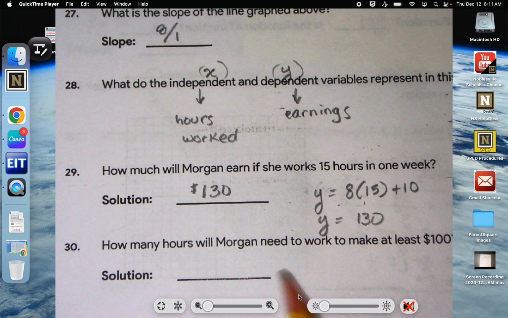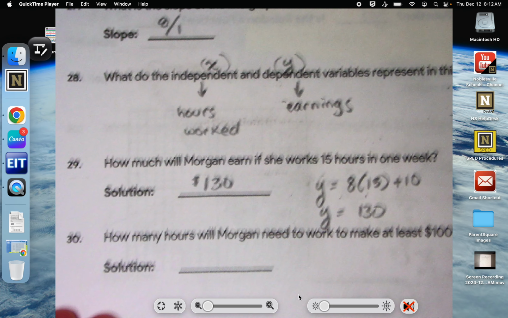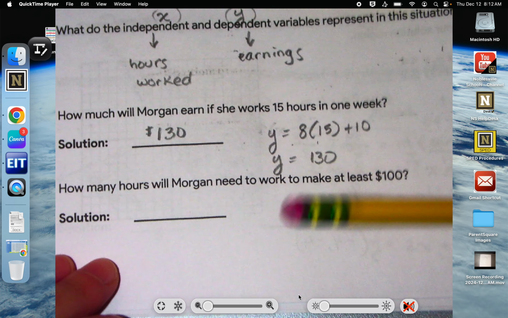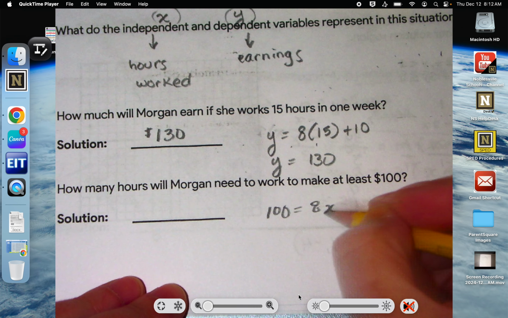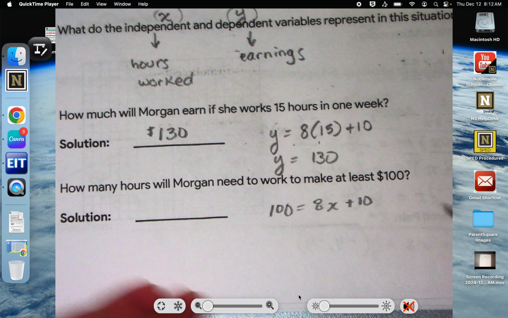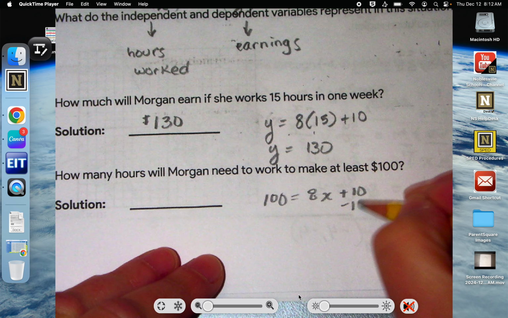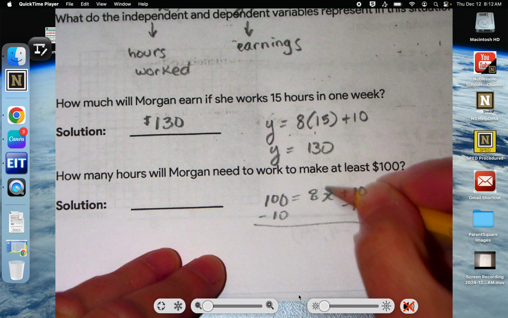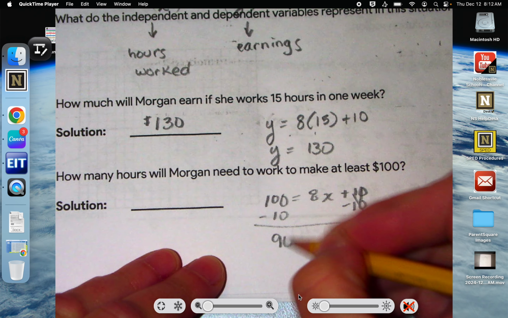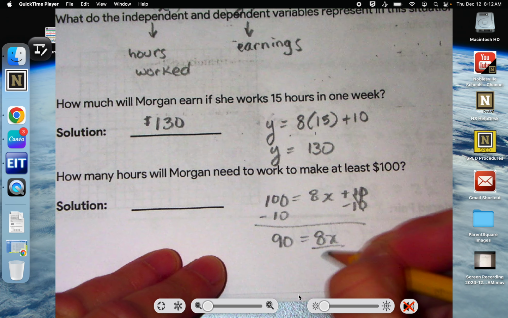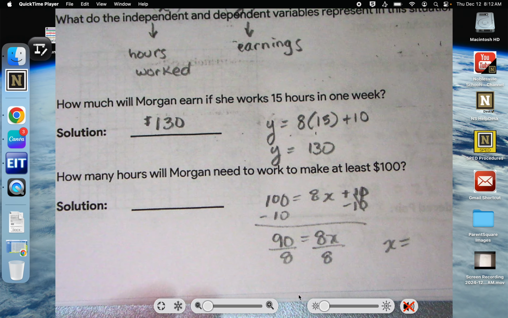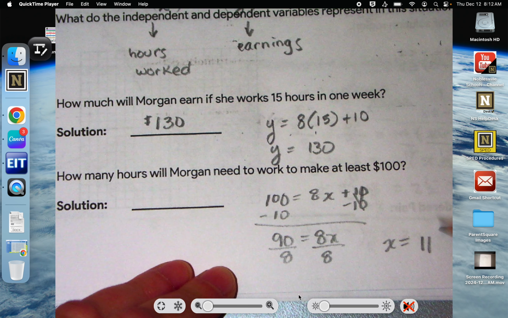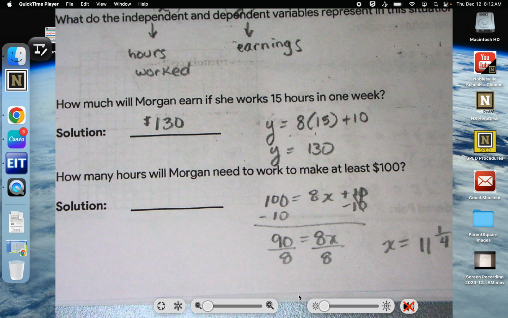How many hours will she need to work to make at least $100? So if we want to make $100, then that's where we're going to put in the place of the y. So 100 equals 8 times something plus 10. So then we would just solve for x. So we'll have 90 equals 8x. Divide by 8. X will be 11 and 1/4, right?